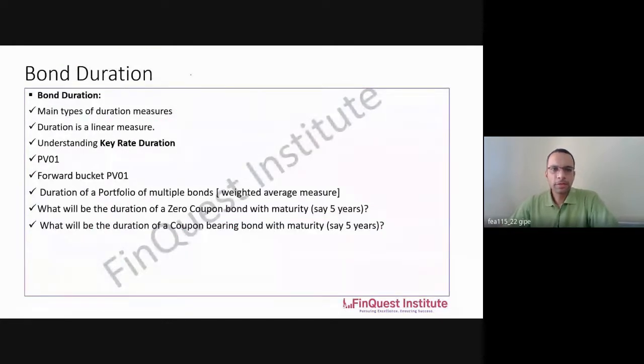Okay. Now we'll start with a couple of risk measures which you require for bonds. One is duration and next is convexity. So duration is a measure of interest rate risk for a bond, or it's a measure of interest rate sensitivity.